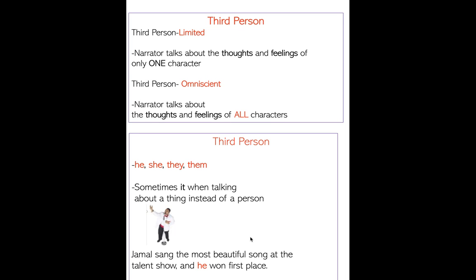Omniscient. So first person limited means that the narrator talks about the thoughts and feelings of only one person. Third person omniscient means that they're talking about all the characters' feelings, okay? So sometimes it's talking about a thing instead of a person. It says Jamal sang the most beautiful song at the talent show and he won first place. So this would be first person limited because we're just talking about one person's feelings and thoughts, rather than a bunch of people's feelings and thoughts.